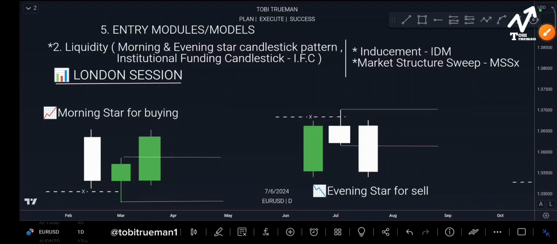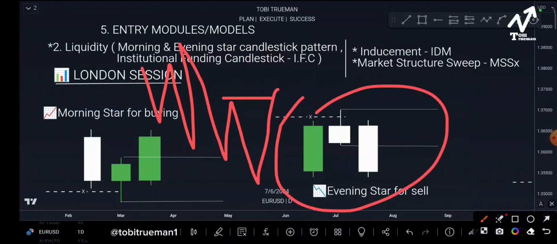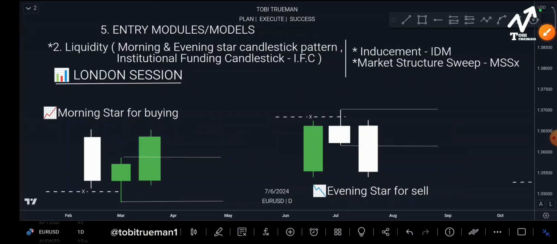Then if price is selling, you know that price is selling, and then price comes to inducement and gives us our Evening Star candlestick pattern, we enter it. Then what if price comes to this high point, takes out the major structure high point, and gives us our Evening Star candlestick pattern? We can also sell. Then the last model is called what?